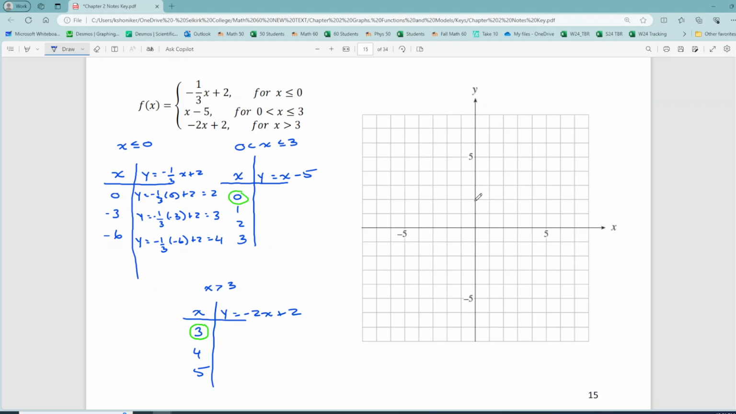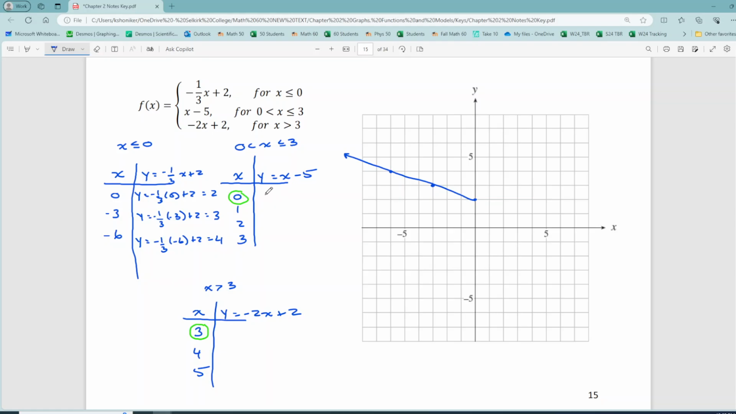So at 0, we have a point at 2. At negative 3, we have a point at 3. And at negative 6, we have a point at 4. And I can connect those right away. Now, if you're someone who knows a lot about graphing and you're super comfortable with the fact that this is a linear graph with a y-intercept of 2 and a slope of negative 1/3, that's great, right? You don't necessarily need your table of values.